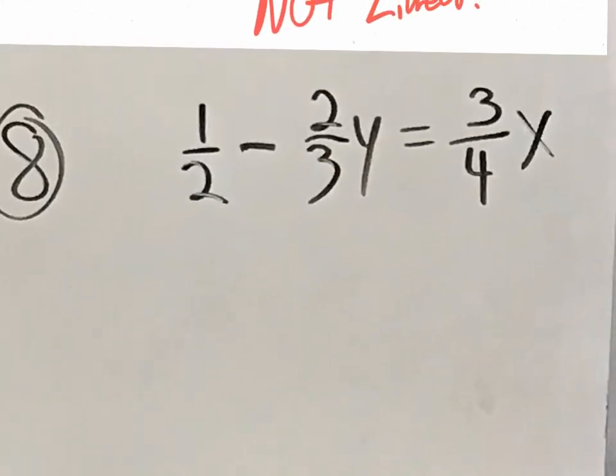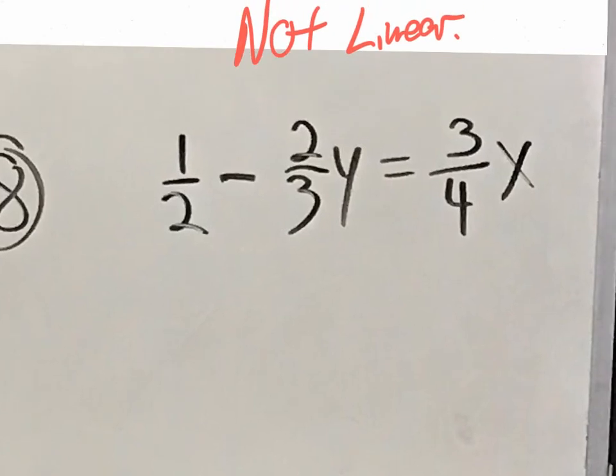Number 8. Is that linear? Yes, it is. It does not have x times y. It doesn't have x squared or y squared. It does not have an x in the denominator or a y in the denominator. So this is linear. We need to rewrite it in standard form.